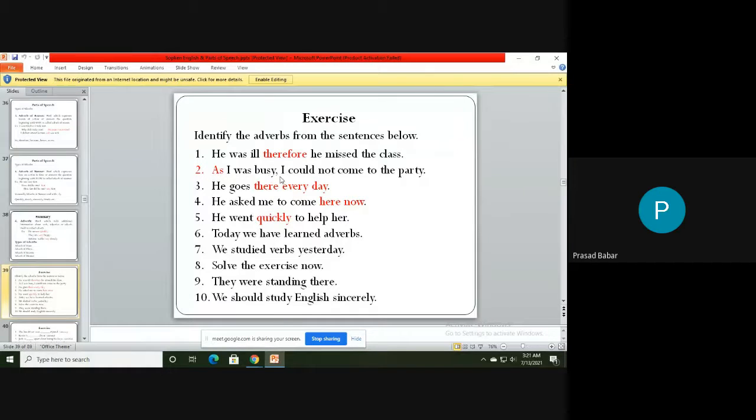As I was busy, I could not come to the party. Here as is the adverb, and what is its type?